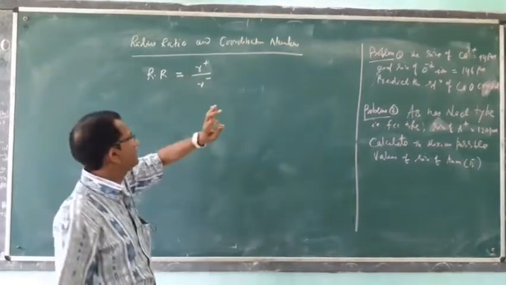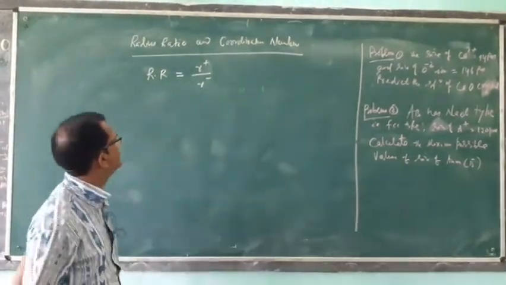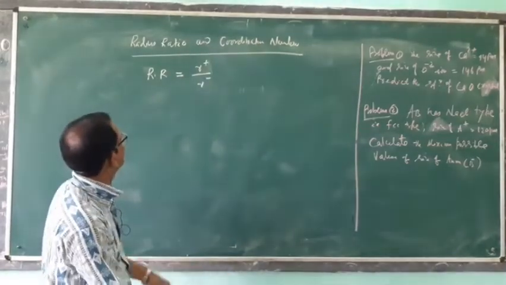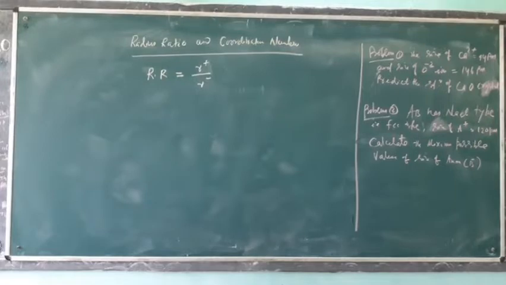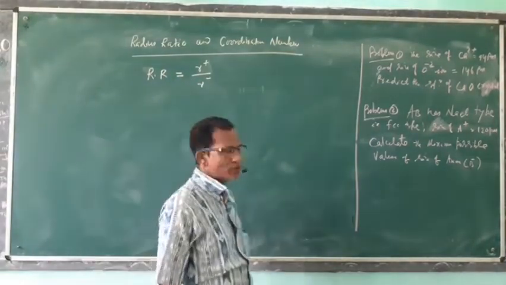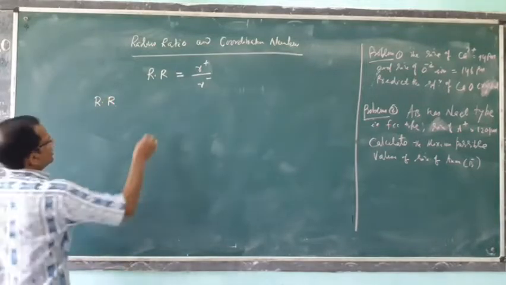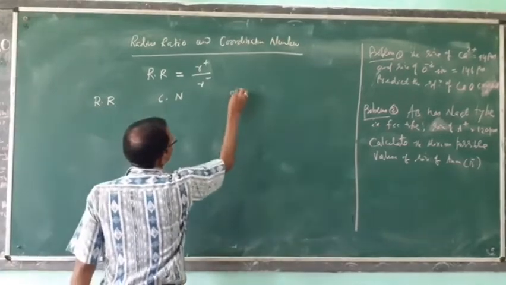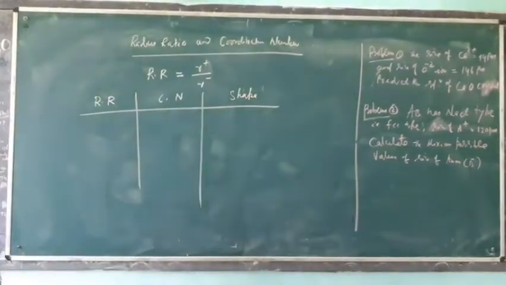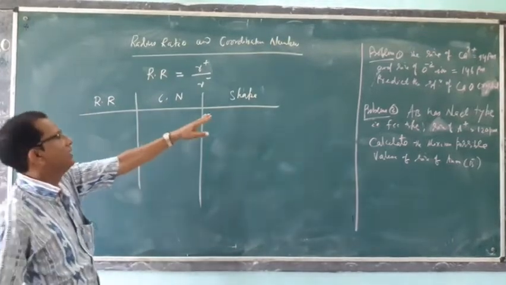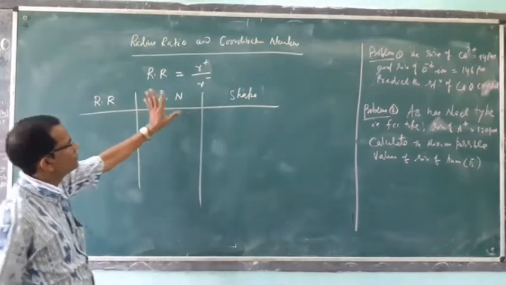R plus is the size of the cation, the central sphere present at the points. Then R minus are the surrounding spheres. It has already been experimentally calculated that there is a relation between the radius ratio and coordination number. What is that? Radius ratio, coordination number and shape. Already I have told you, the shape of the crystal, the structure of the crystal also depends upon the radius ratio, and also depends upon the coordination number.